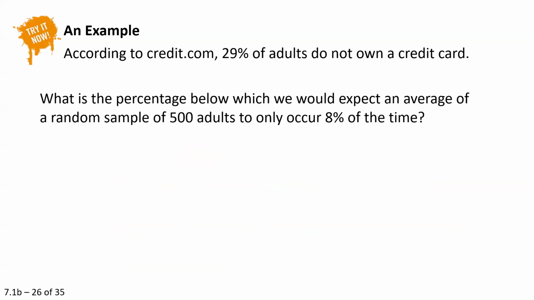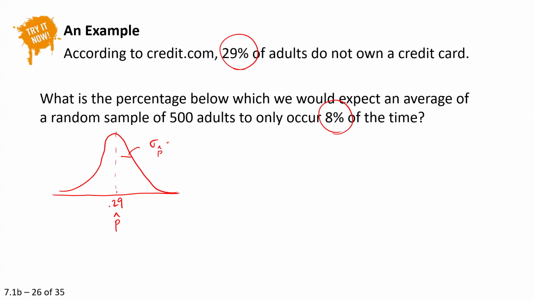What is the percentage below which we would expect an average of a random sample of 500 adults to only occur 8% of the time? Ugh! So this is where it really gets a little crazy, because this percent means something very different than this percent. But here again, we're getting a distribution of p hats. It's centered around 0.29. And we have our standard error here, which is 0.0203. We don't have to calculate that again. And we also have our z distribution.